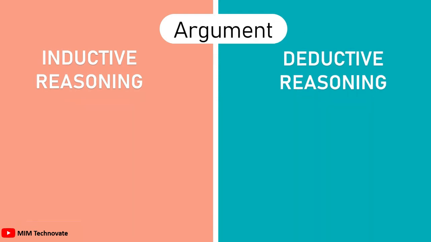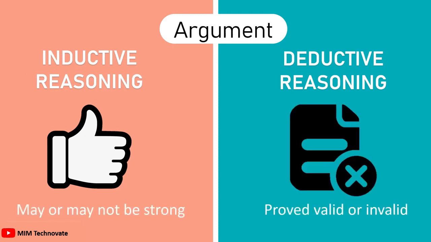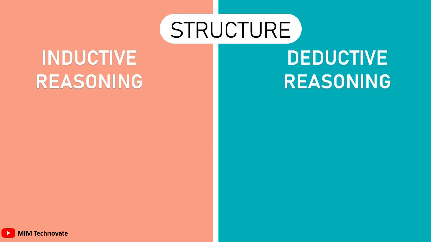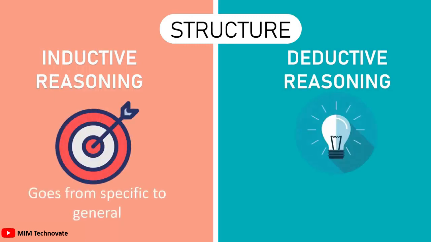Argument. In inductive reasoning, the argument supporting the conclusion may or may not be strong, whereas in deductive reasoning, the argument can be proved valid or invalid. Structure. Inductive reasoning moves from specific to general, whereas deductive reasoning moves from general to particular.